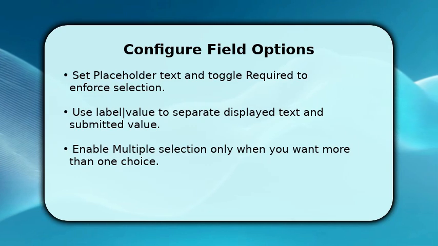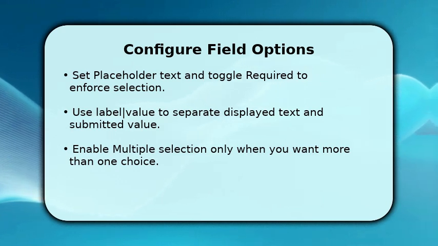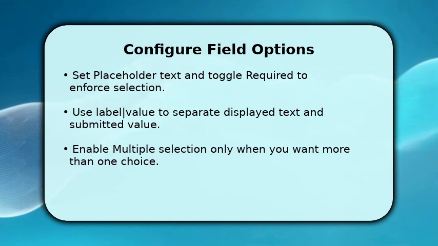Open the select field settings to configure behavior and values. Add a placeholder like "Choose an option" to guide users and turn on required to prevent empty submissions. If you want internal values different from displayed labels, type options as label|value on separate lines. To allow more than one choice, enable multiple selection, but remember that server handling will receive comma-separated values.